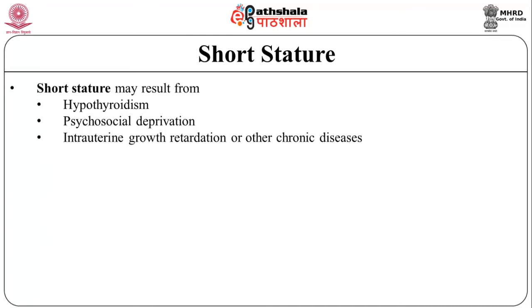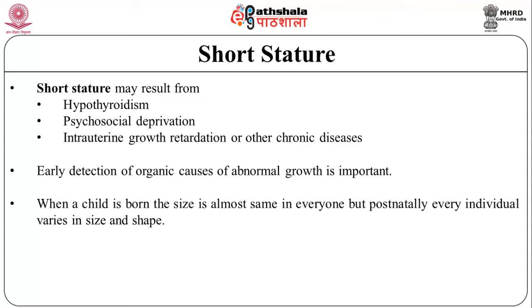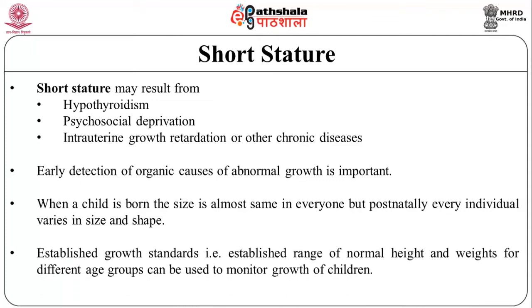Short stature may result from hypothyroidism, psychosocial deprivation, and intrauterine growth retardation or other chronic diseases. Tall stature may be due to Marfan syndrome and Klinefelter syndrome or a sign of treatable endocrine disorders. Early detection of organic causes of abnormal growth is very important. When a child is born, the size is almost same in all, but postnatally every individual varies in size and shape. Established growth standards, that is established range of normal height and weights for different age groups, can be used to monitor growth of children.